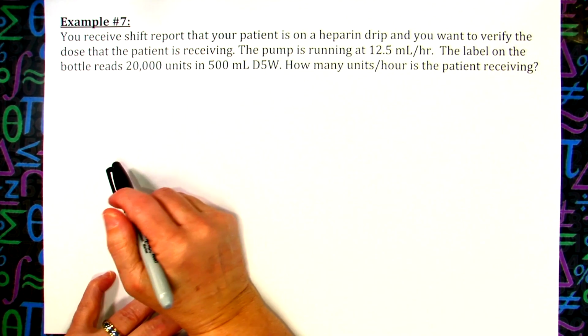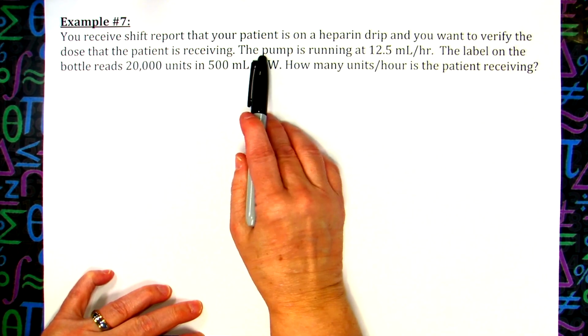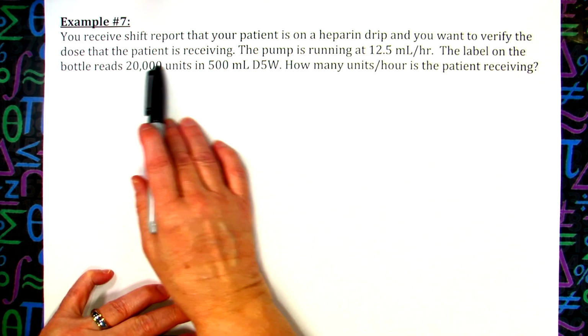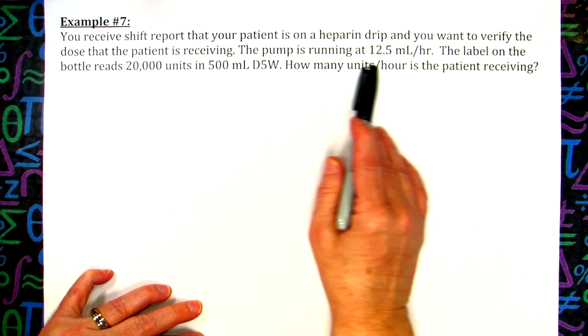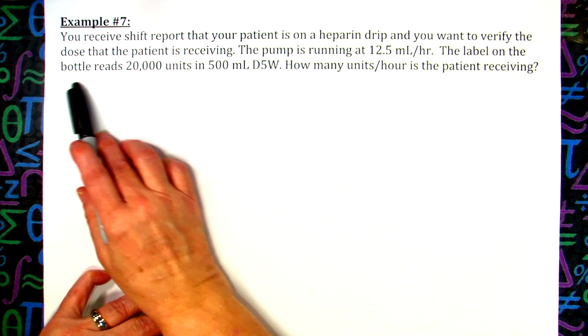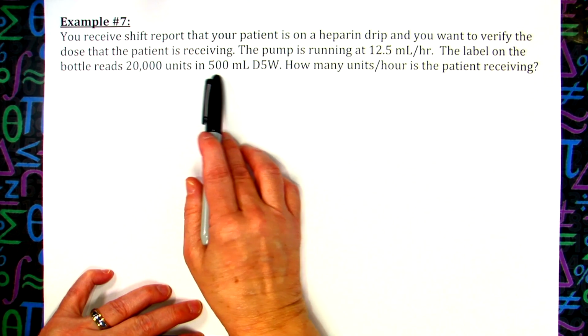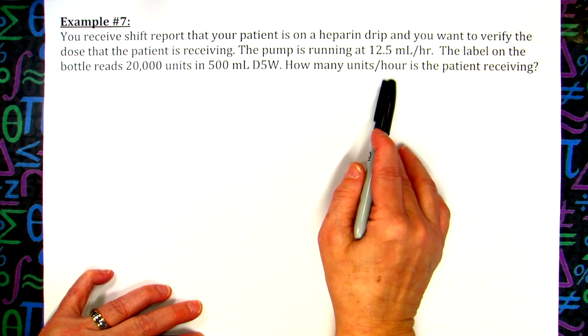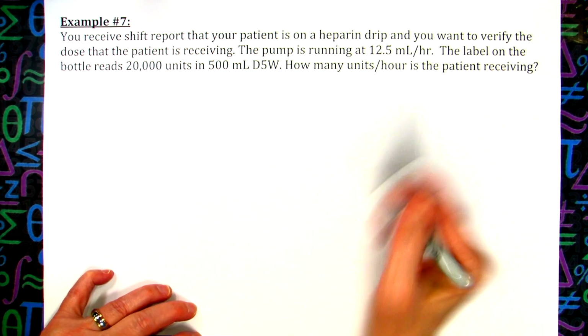All right, example 7. You receive shift report that your patient is on a heparin drip and you want to verify the dosage that the patient is receiving. The pump is running at 12.5 milliliters per hour. The label on the bottle reads 20,000 units in 500 milliliters D5W. How many units per hour is the patient receiving?